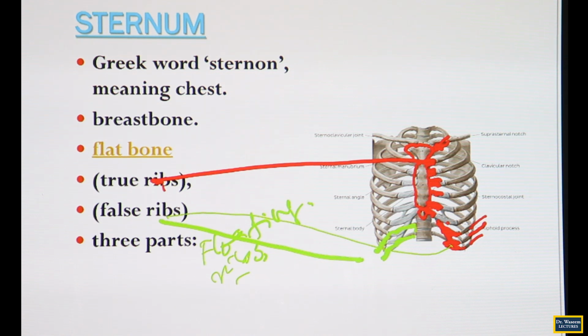True ribs are called sternovertebral ribs, starting from the vertebral column and going into the sternum, vertebrosternal.